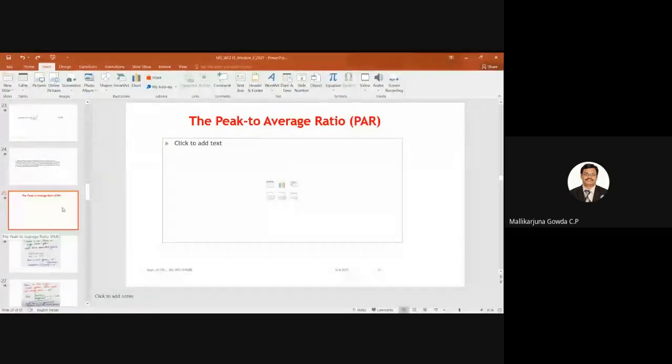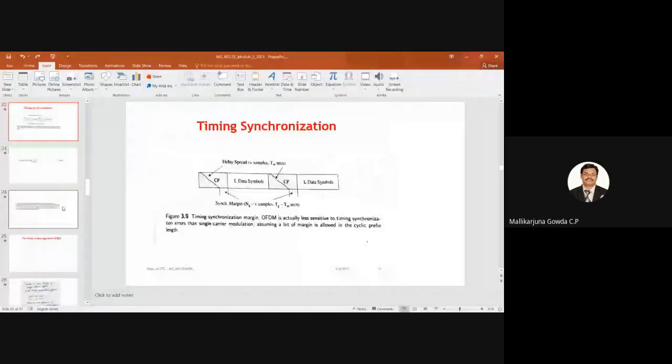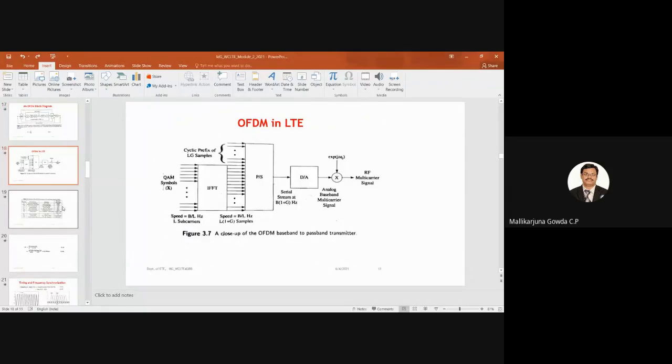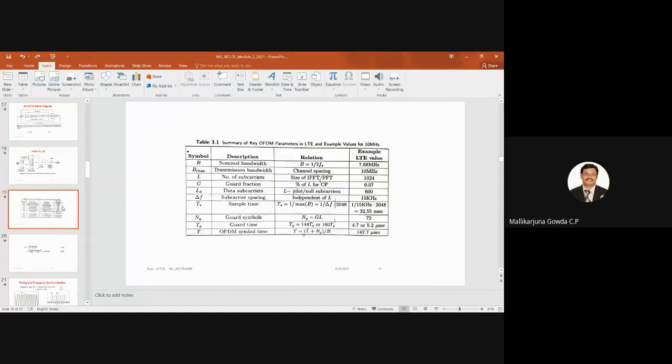Just to say from my side, what I discussed yesterday: I started with the cyclic prefix in OFDM, and how it helps to eliminate intersymbol interference within an OFDM symbol. And then I discussed time and frequency synchronization. Before that, I discussed the use of OFDM in LTE, and LTE parameters also. So this is the block diagram of OFDM. Then how do we use that OFDM in LTE? I discussed this. Then these are some parameters with respect to a bandwidth of 10 megahertz.